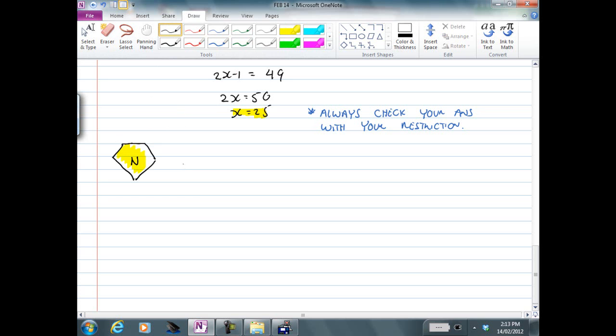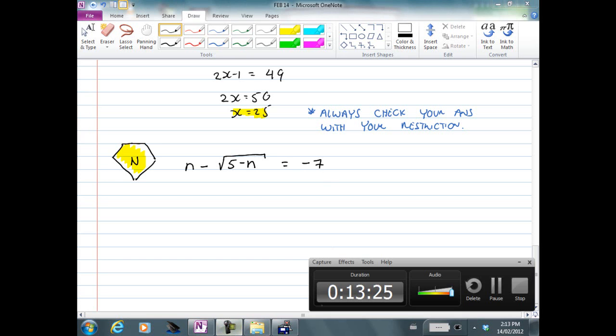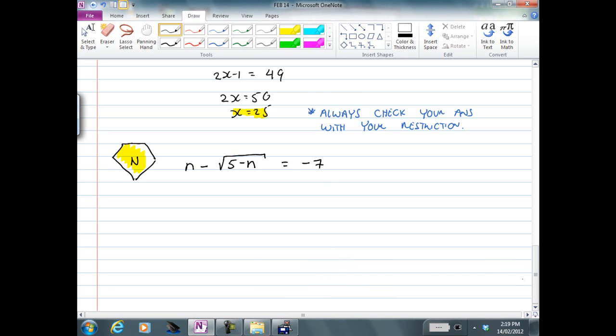Show me full work. Root n minus root 5 minus n equals negative 7. I'm going to pause it. But before I start, let's work with my restrictions first, because I always ask for restrictions on the exam. So I go 5 minus n is greater than or equal to 0. Minus n is greater than or equal to negative 5. So n has to be less than or equal to 5. That's my restriction. My answer is guaranteed to be at most 5.